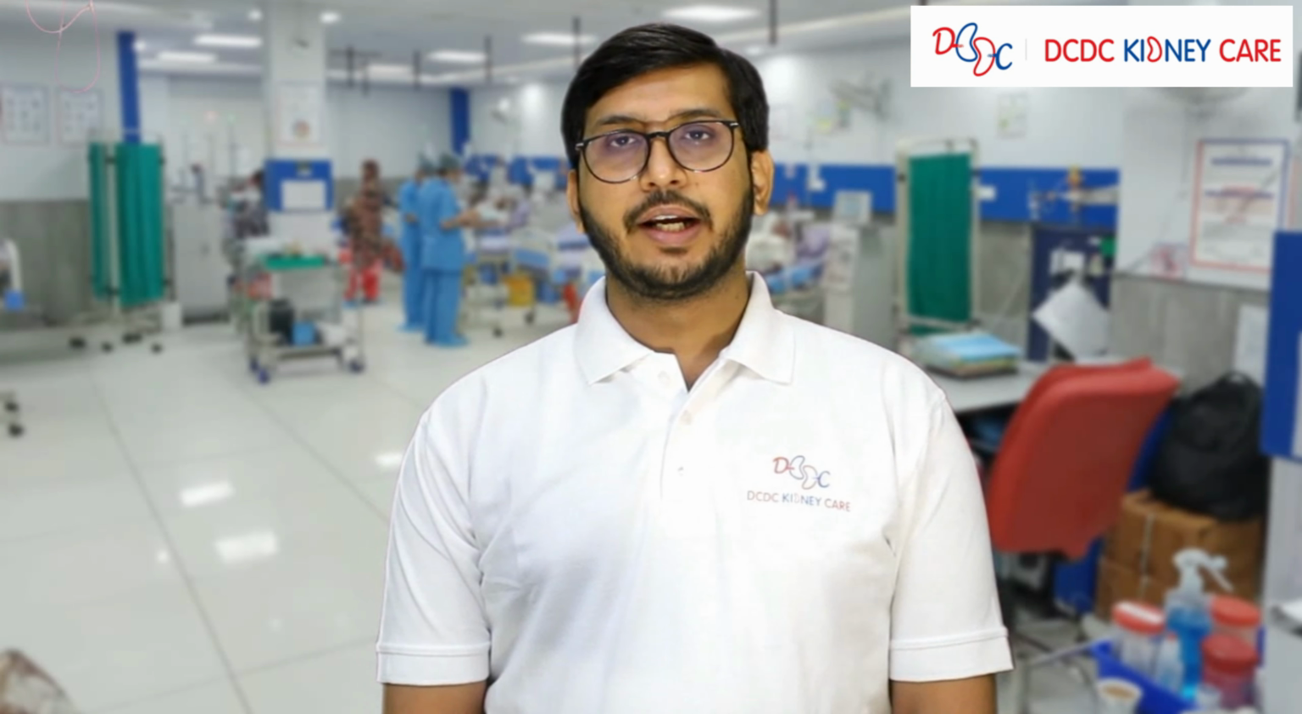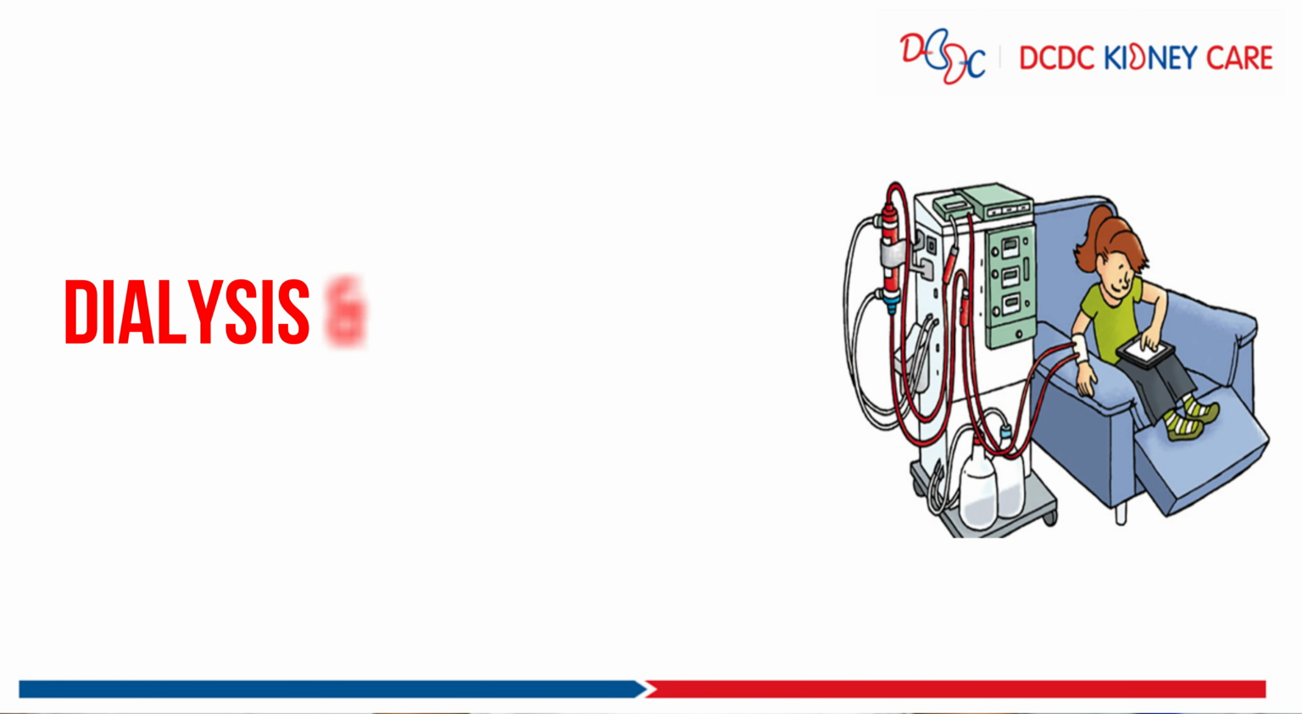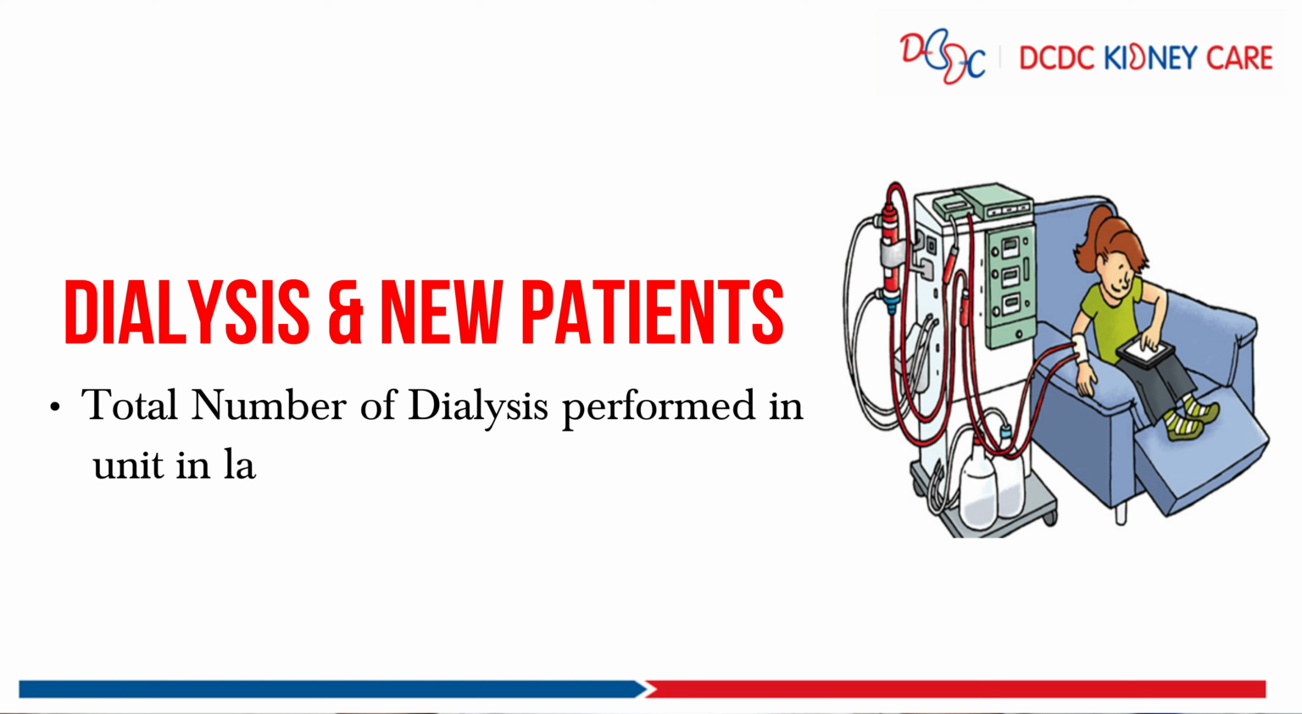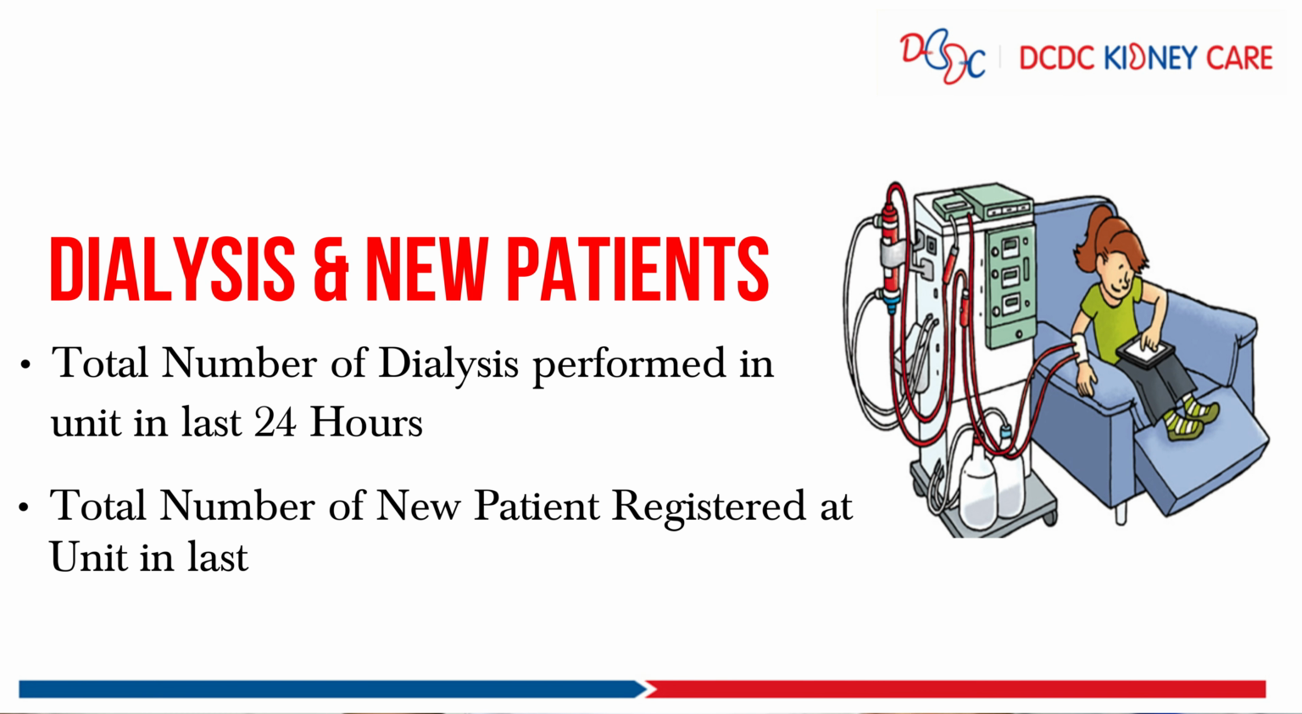So the first indicator is dialysis and new patients. The first is total number of dialysis, in which we capture the total number of dialysis performed in a unit in the last 24 hours. And the second one is total number of new patients, in which we capture the total number of patients registered in the unit in the last 24 hours.